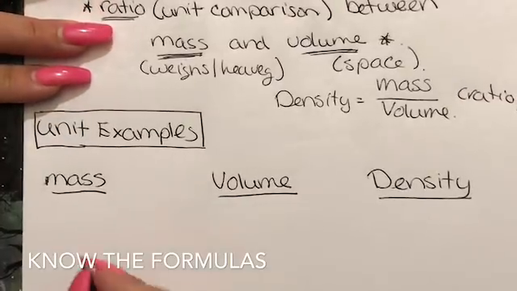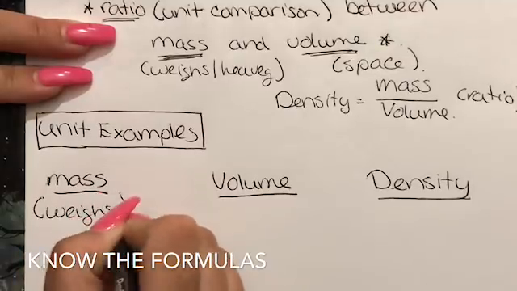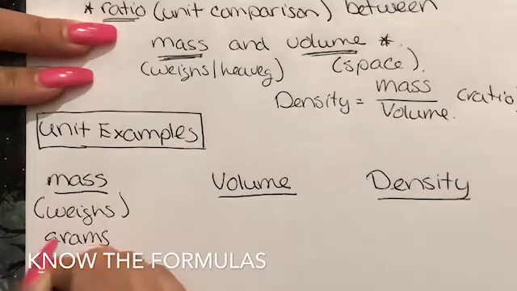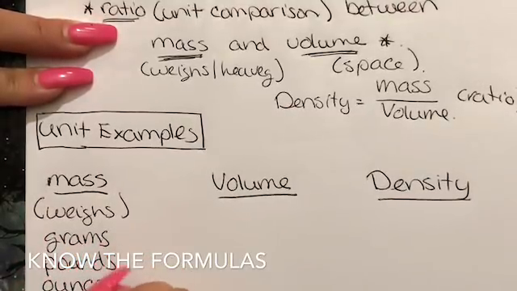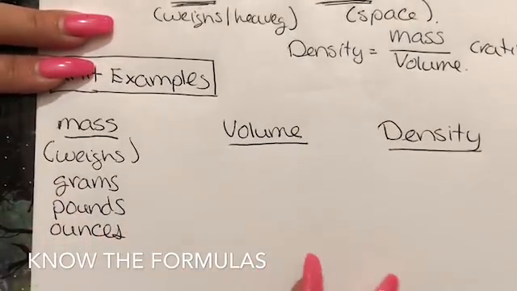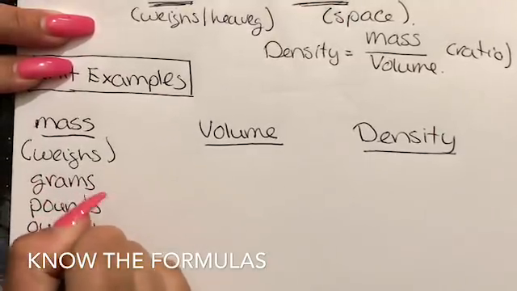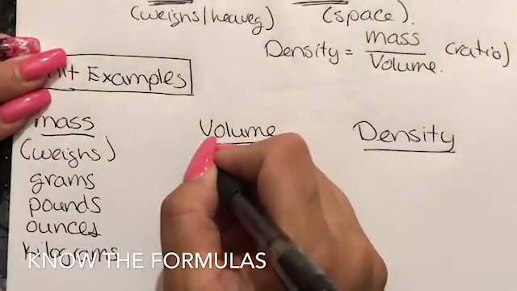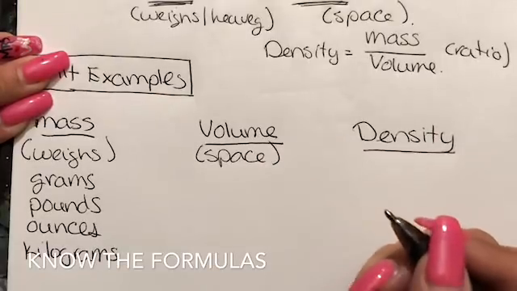So, for instance, mass, which again has to do with how much something weighs, you may see things like grams, pounds, ounces. You may also see kilograms. But when we talk about volume, and again, that's how much space it takes up in a shape, it could be a lot of different shapes.